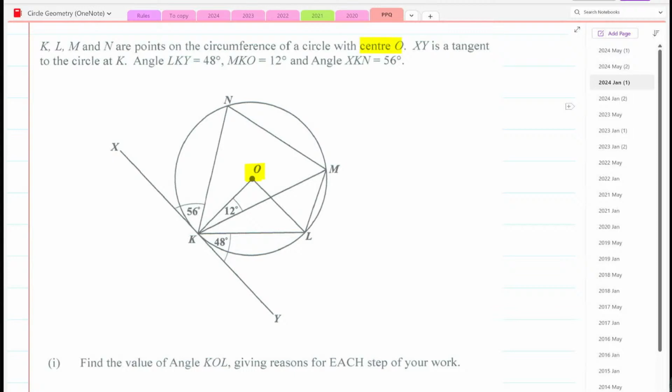This one, you'll notice that they ask you for angles based on big letters, three big letters. So you have to be able to identify angles by big letters.